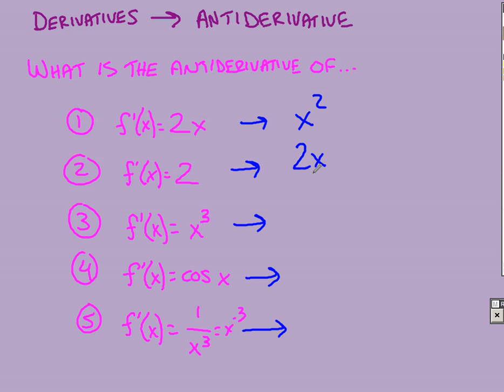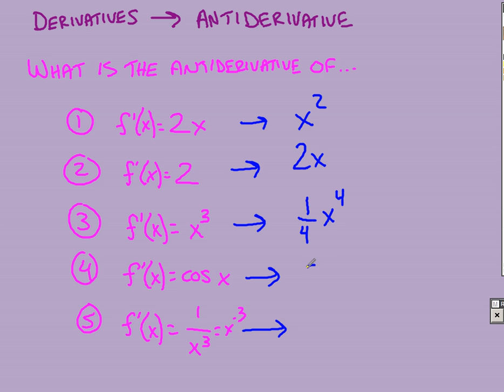That should make sense. Now, number 3 looks a little trickier. x cubed would go to x to the 4th because the power has to increase by 1. Now, my coefficient in the end should be 1. So what should my coefficient out in front be? It would have to be 1/4. So when I check it, 1/4 times 4 would go to my 1.